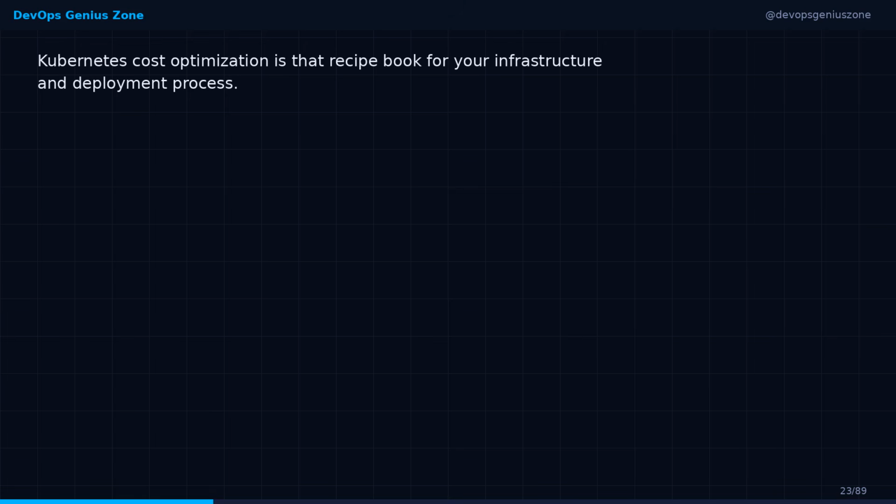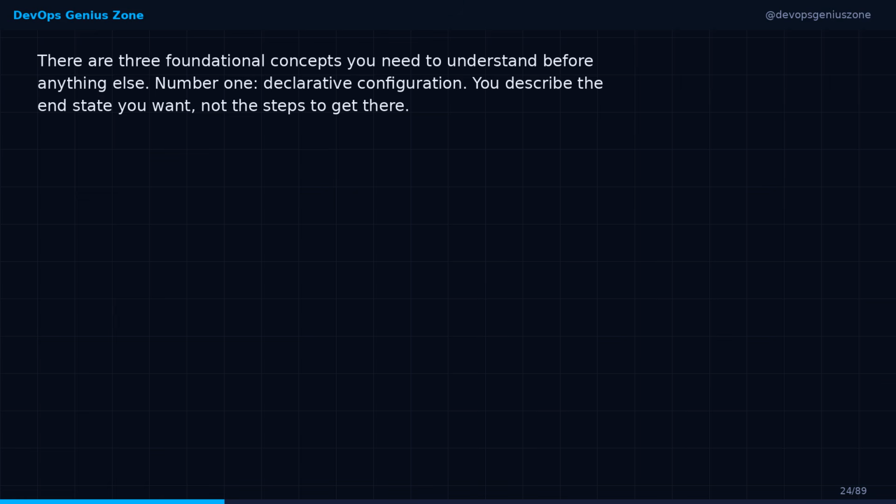Think of it like this analogy. Imagine you're opening a new restaurant. You could rely on each chef memorizing their own recipes, or you could have a standardized recipe book where every dish is made the same way every time. Kubernetes cost optimization is that recipe book for your infrastructure and deployment process.